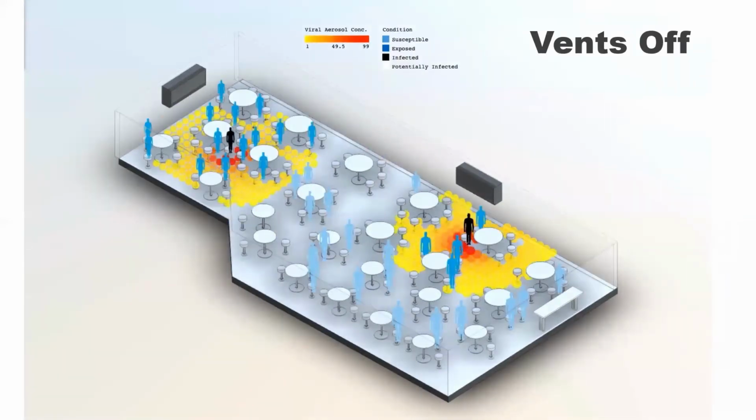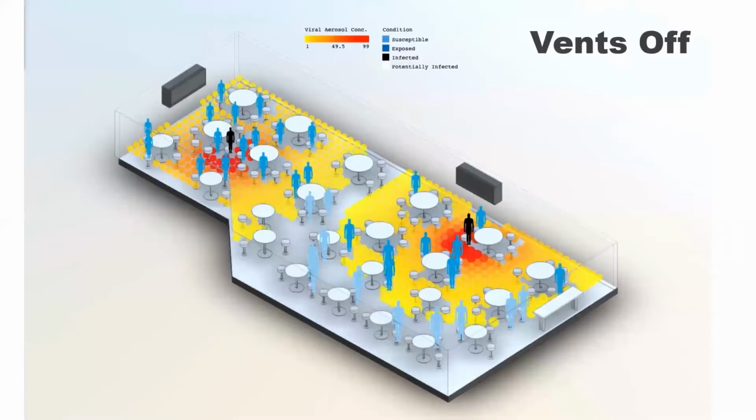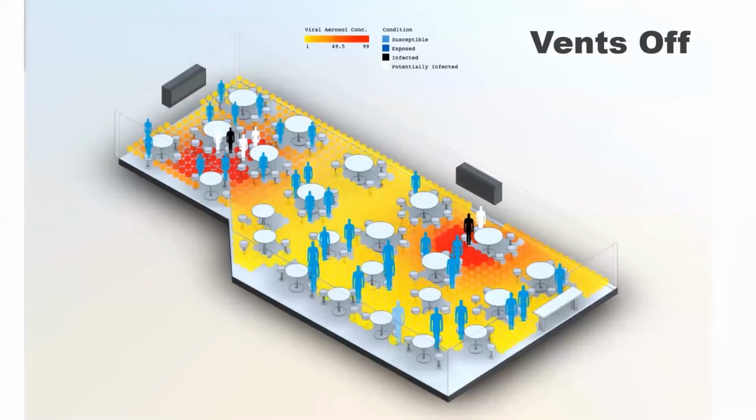This video shows the vent off scenario. In this, the airflow distribution is uniform. We introduced 2 infected persons at different locations to observe the spread of the virus. The area at the left end is very compact and potentially infected occupants are high.